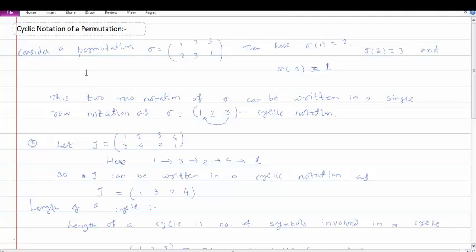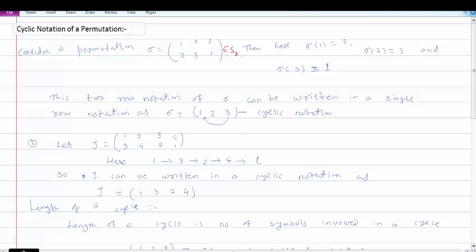Dear students, in this section we will see cyclic notation of a permutation, or we may call it a cyclic permutation or permutation cycle. For that, consider a permutation sigma equal to 1 goes to 2, 2 goes to 3, 3 goes to 1. This is a permutation on 3 symbols, so this belongs to S3, the set of all permutations on 3 symbols.